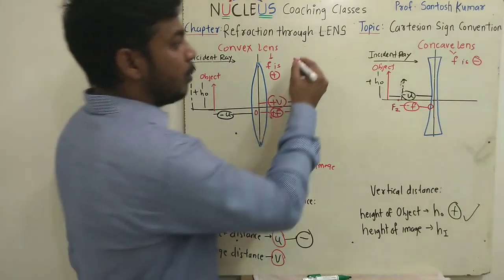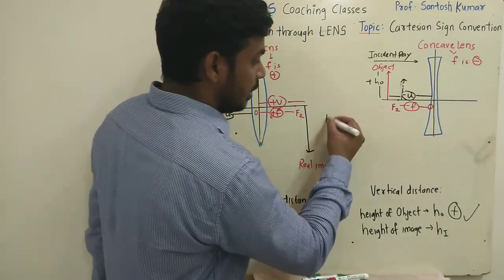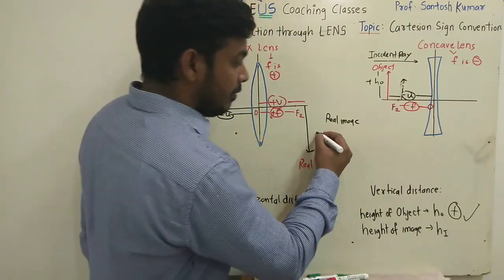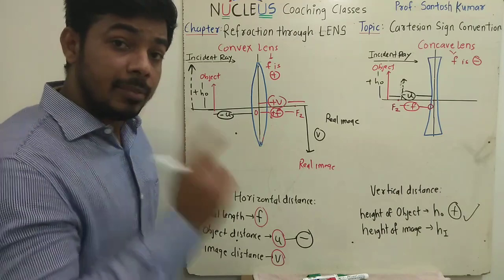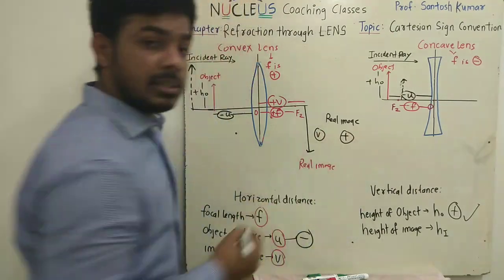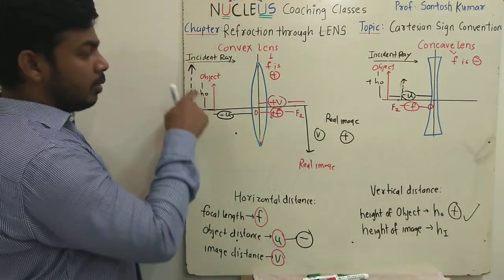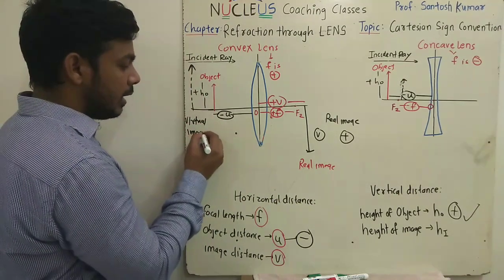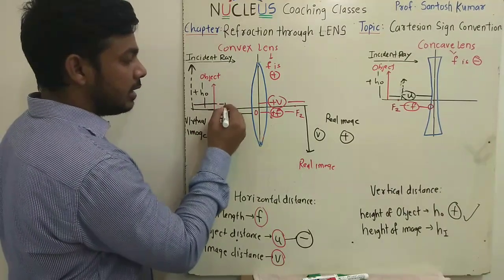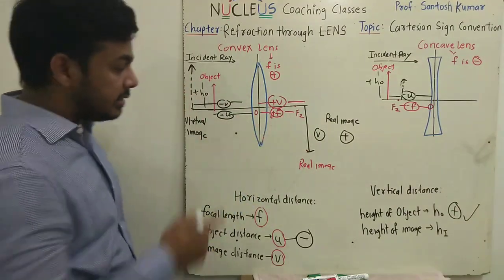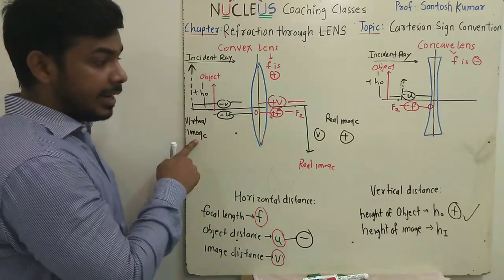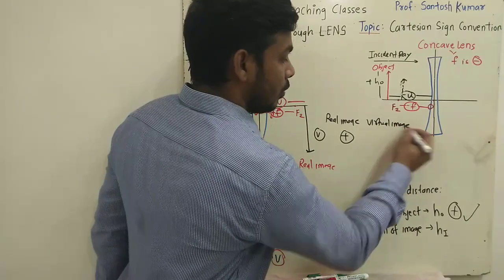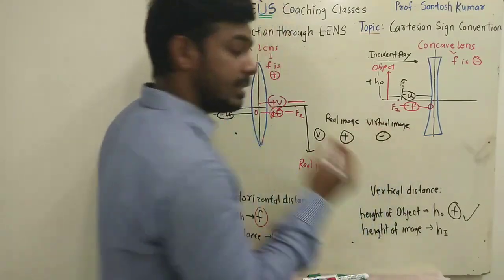So very important point, for real image, if I talk about v, that is image distance, v is always positive. And if I talk about this image, then definitely this is a virtual image, and its distance from the lens lies to the left hand side of the optical center, so it is taken as negative. So for virtual image, the value of v is negative.